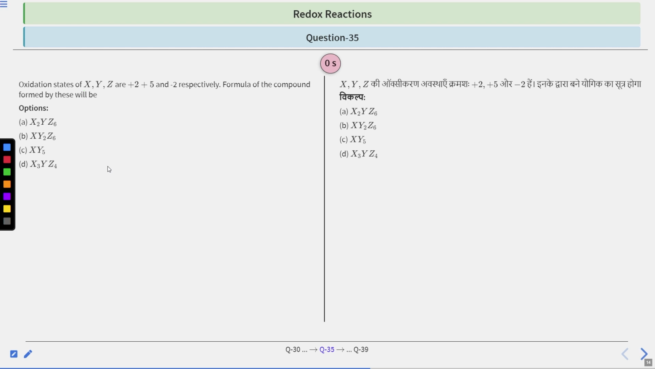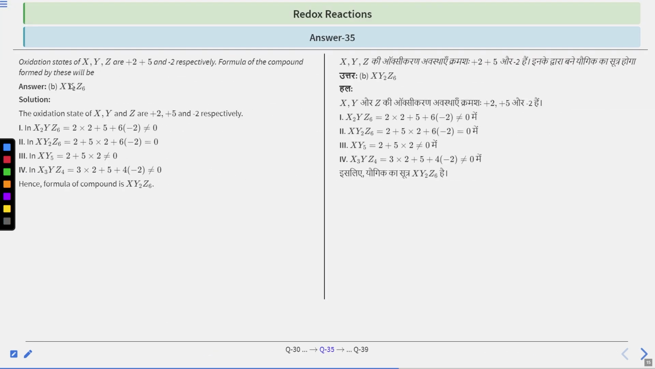Okay, so let's see the correct one. The correct answer is option B, that is XY2Z6. The oxidation states of X, Y and Z are given as +2, +5 and -2 respectively. So let's see the first option, which is X2YZ6.